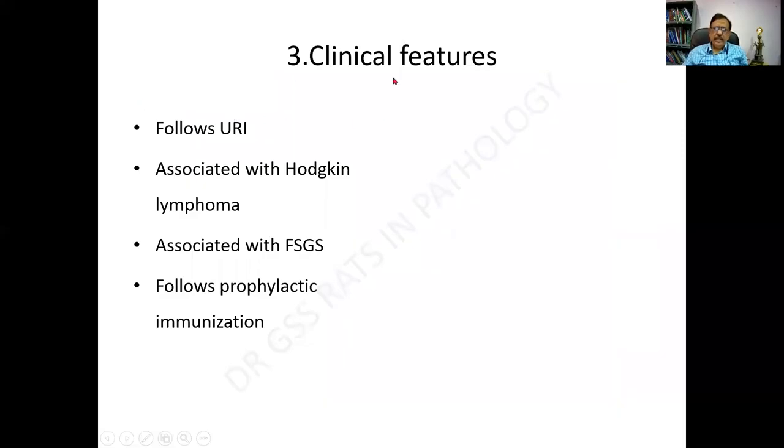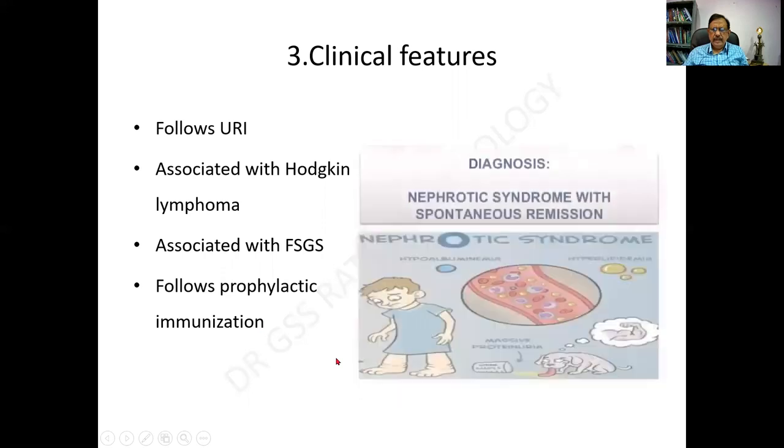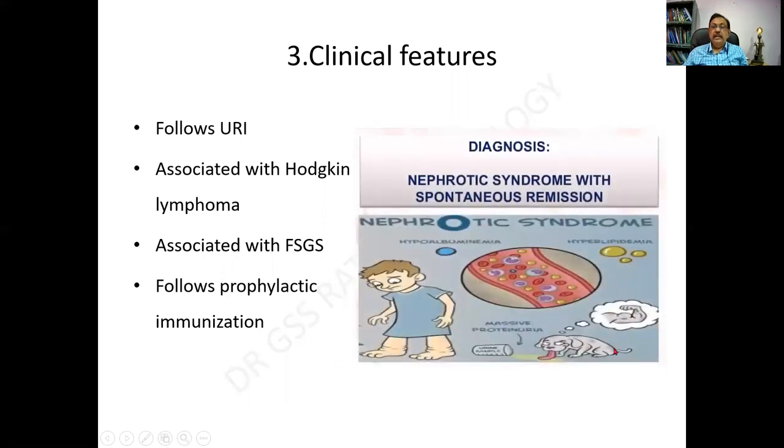And what are the clinical features of it? It generally follows an upper respiratory infection, can be associated with Hodgkin's lymphoma. And it is also associated with focal segmental glomerulosclerosis, FSGS. And it follows prophylactic immunization, any vaccine. So these are the clinical features. And this is a cartoon form of it. You find that there can be an edema, there is a massive proteinuria, etc. Hyperlipidemia because of the increased amount of lipids which are produced.